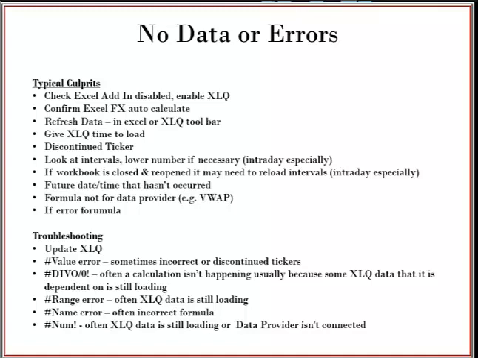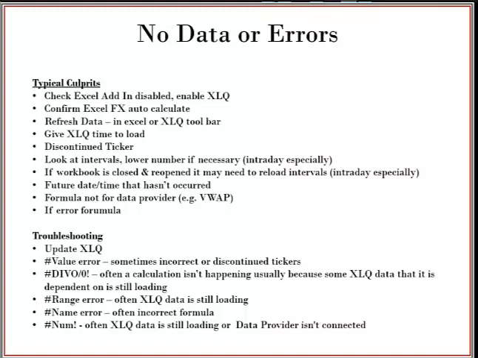If you have a value error, sometimes it's because you have an incorrect or discontinued ticker. If you have the DIV/0 error, a lot of times that's because a calculation isn't happening because some other XLQ data that it is dependent on is still loading. You might see range errors. A lot of times I've found that when you see a range error, it just means the data is still loading.